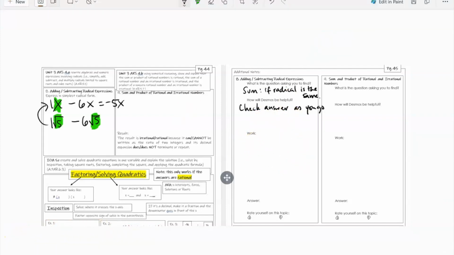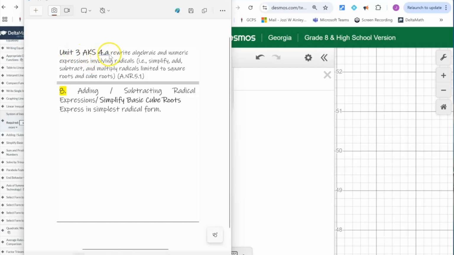All right, let's practice. We'll take a look at Unit 3, AKS 4A. We're rewriting algebraic and numeric expressions involving radicals, i.e. simplifying, adding, subtracting, and multiplying radicals limited to square roots and cube roots. So today we're looking at how to simplify basic cube roots. That's the one we're looking at today. Simplify basic cube roots. Looks like I need to go find a question.